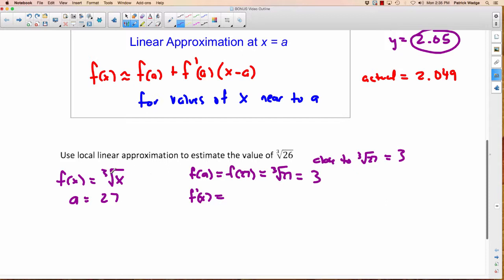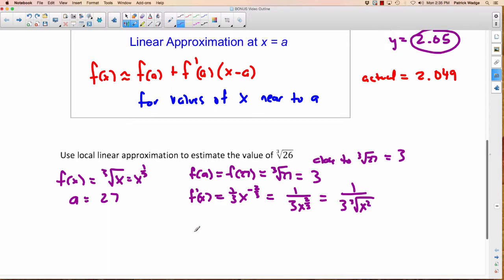So remember, cube root of x is the same as x to the 1/3. Let's get the derivative. Bring down the 1/3, x to the 1/3, drop the exponent by 1, goes down to negative 2/3. So that's the same as 1 over 3, flip the negative, x to the 2/3 comes to the bottom. I'm just going to write it as 1 over 3 times the cube root of x, squared. Okay, that's f prime of x.